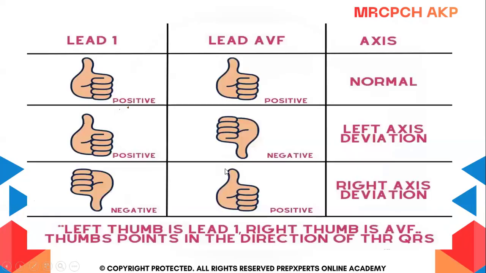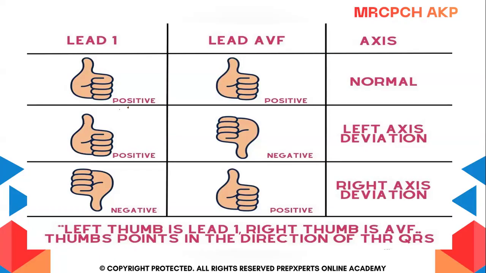Okay, so whenever you see the ECG, how are you going to find out what the axis is telling you? So basically, it's very easy, very practical. Like I mentioned for the rate, how you count the boxes, one box is 300 and the other one is 150. Just like that, by just looking at it, you assume that lead 1 is your left thumb. So I want all of you to raise your left thumb. Okay, and then lead AVF is your right thumb.